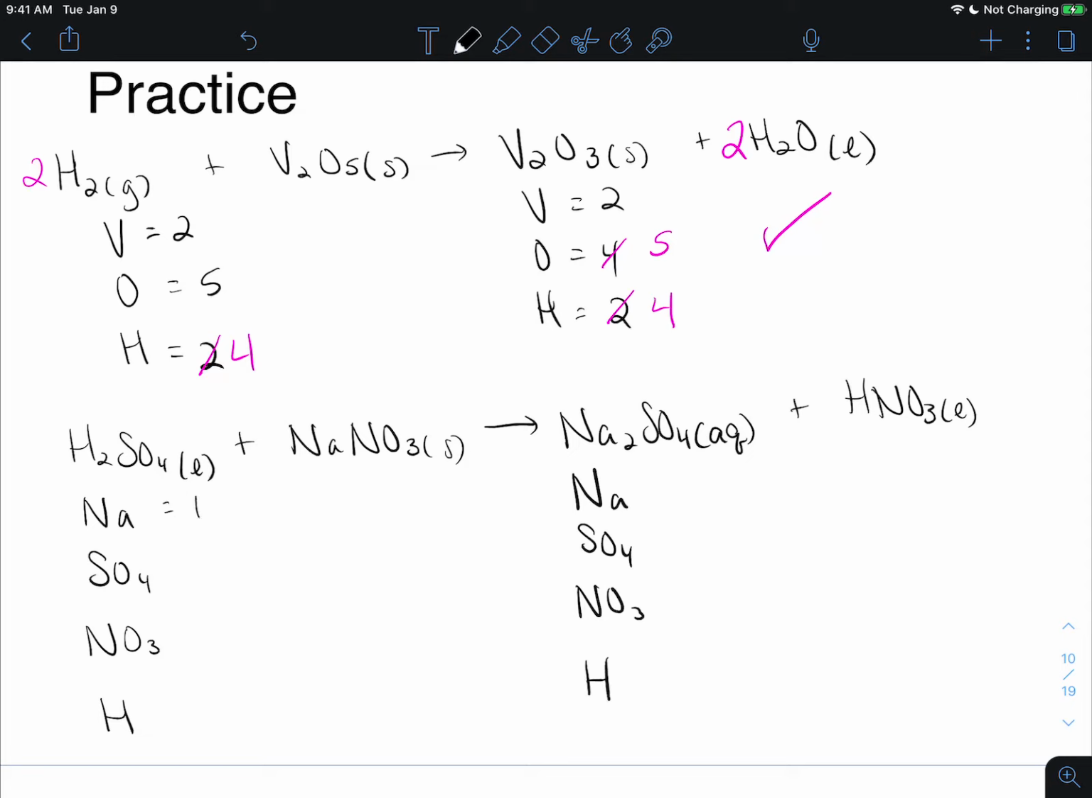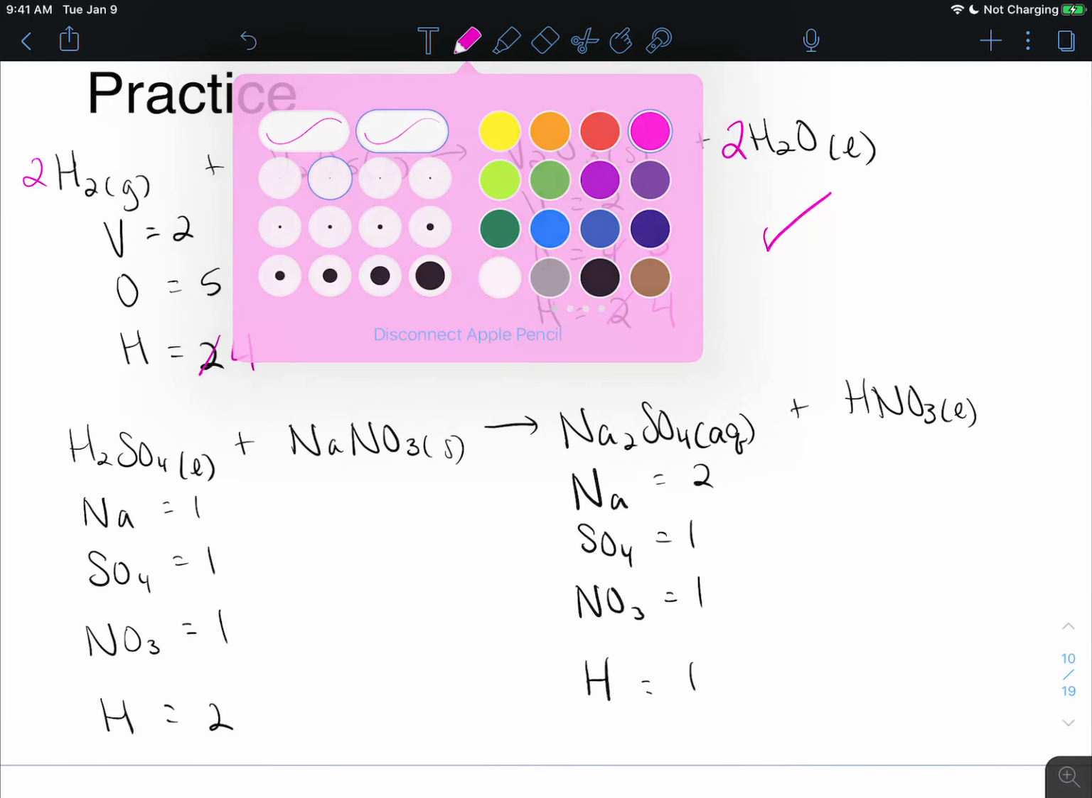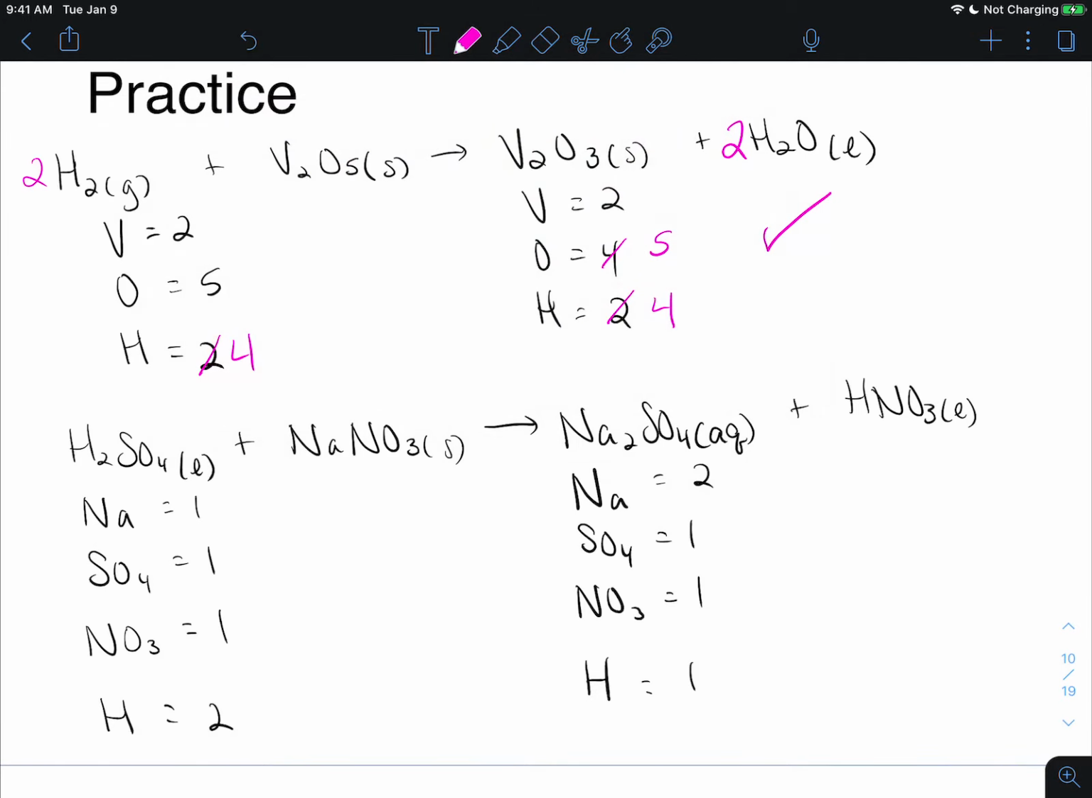Okay, we have 1 sodium, 1 sulfate, 1 nitrate, 2 hydrogens. On the left side, we have 2 sodiums, 1 sulfate, 1 nitrate, and 1 hydrogen. Let's go through. Sodium first, put a 2 here. And then after that, our sulfate is good. Our nitrate, we need to add 2 here. And that balances us out. Quick and easy by keeping those polyatomics together.